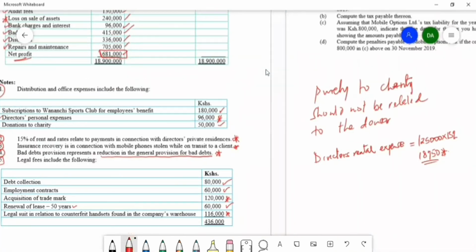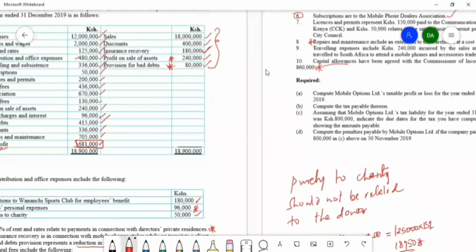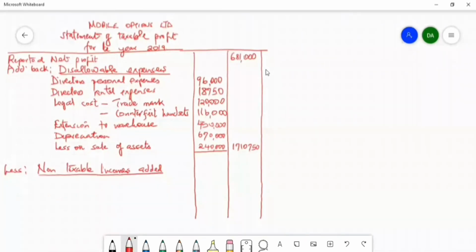We are looking at the side of incomes. On the side of incomes, this is not taxable income. And also profit on sale of assets is also not taxable income. We need to subtract them. They have been added, but they were not supposed to be added. The others are taxable. These two are not taxable. So we subtract them. Profit on sale of assets.